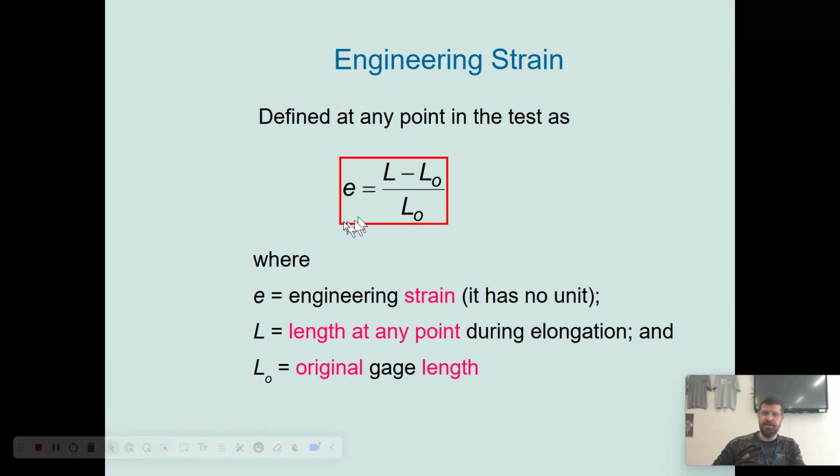Similar thing with strain. The engineering strain does not have a unit. It's basically a percentage change. If I gave you the strain and gave you the original length, L naught, I would expect you to be able to tell me what the current length is of the material. Or if I gave you the current length and what its starting length was in the test, I would expect you to be able to tell me what the engineering strain is at that moment during the test. Okay? Again, pretty straightforward math.